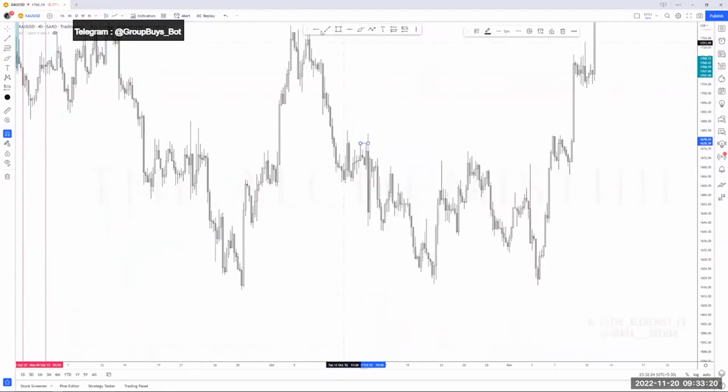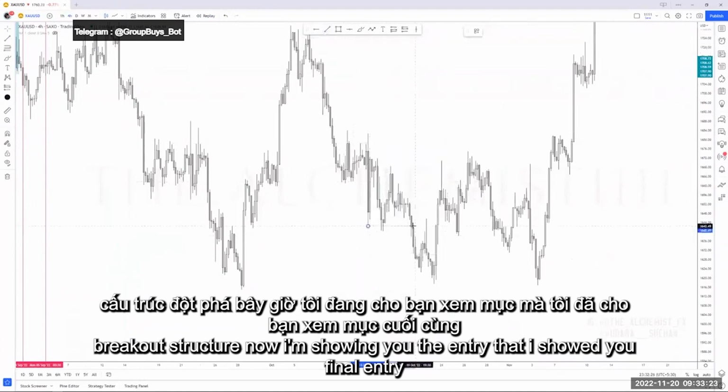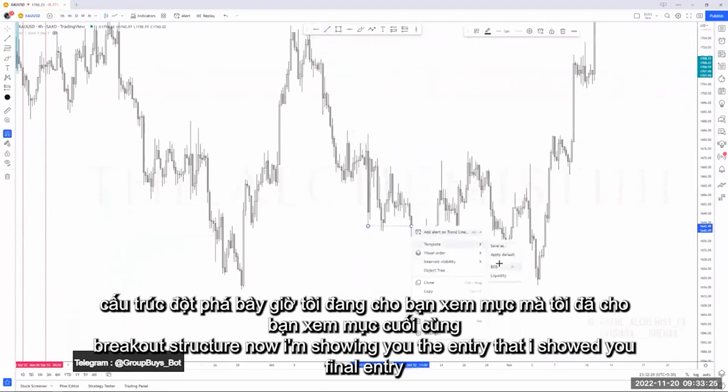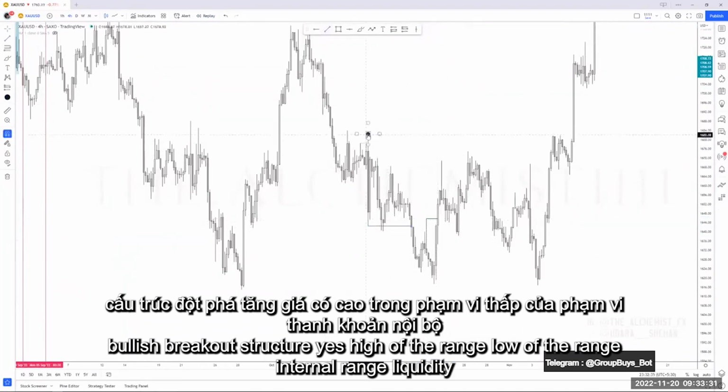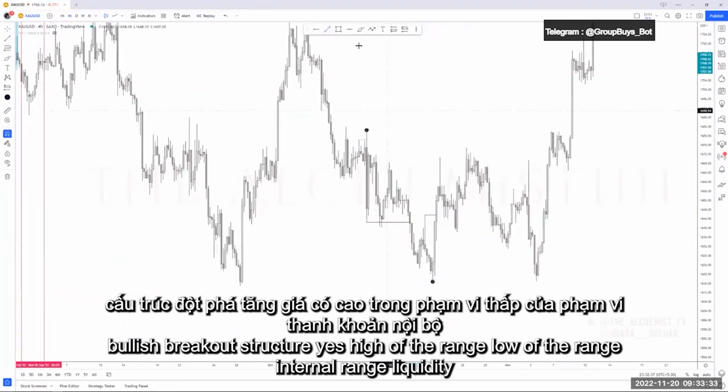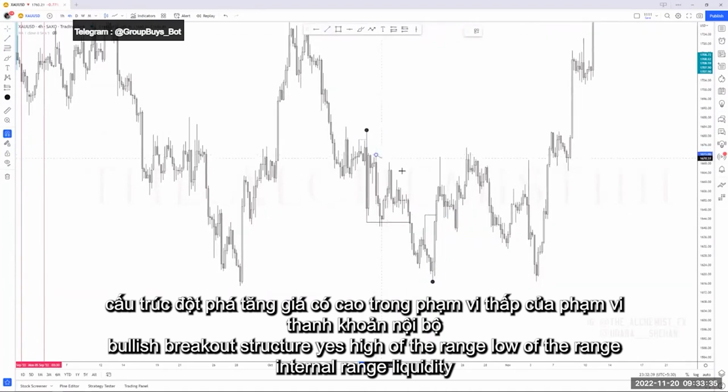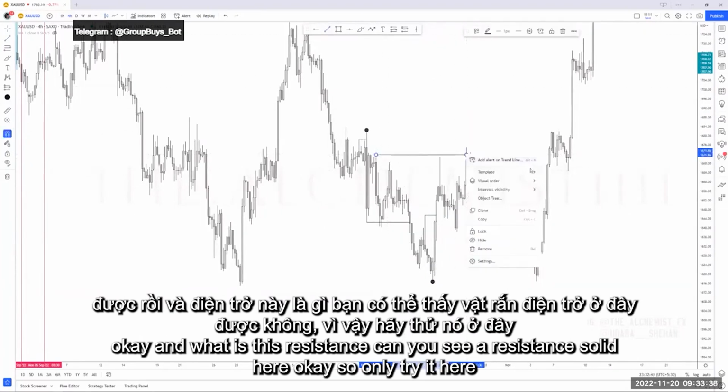Breakout structure. Now I'm showing you the entry that I showed you, the final entry. Breakout structure, high of the range. How do you know the high has created the low of the range? Bullish breakout structure. Yes, high of the range, low of the range. Internal range liquidity.